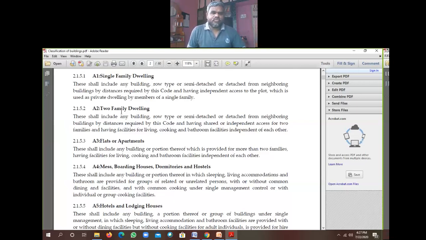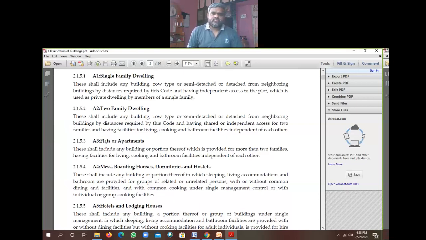Group A2 is two family dwelling. Dwelling means staying together. These buildings shall include any building, row type or semi-detached or detached from neighboring buildings by distances required by this code, and having shared or independent access for two families, and having facilities of living, cooking, bathroom facilities, independent of each other. Means more than one family it is having, right? That is, two families staying together with independent facilities, that is group A2 buildings.